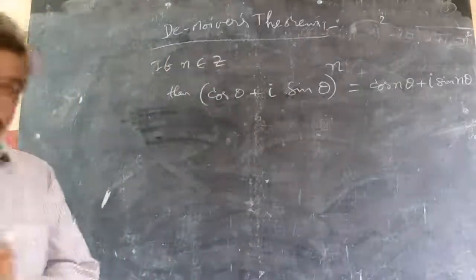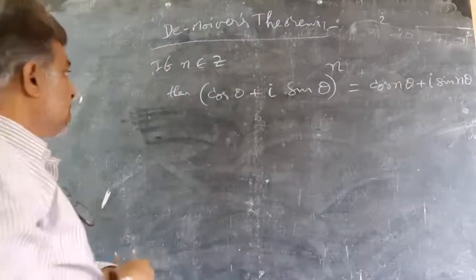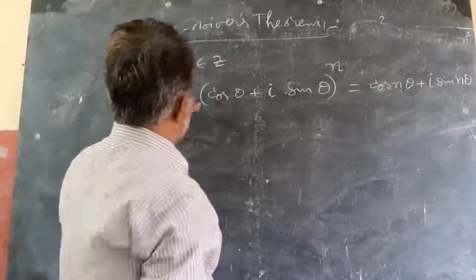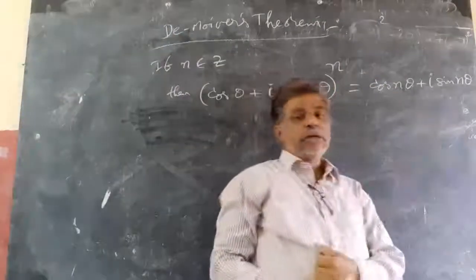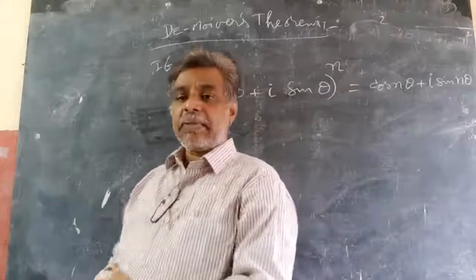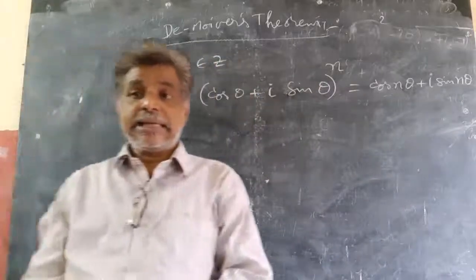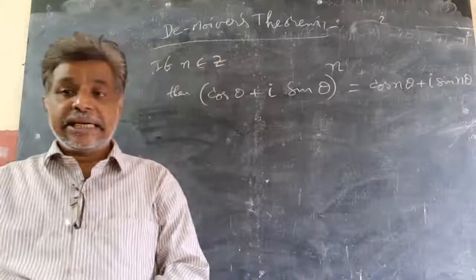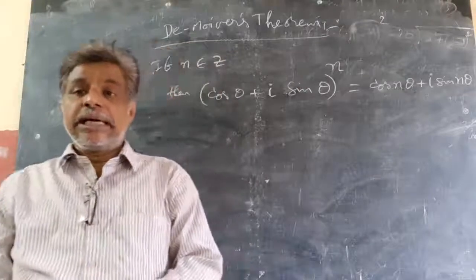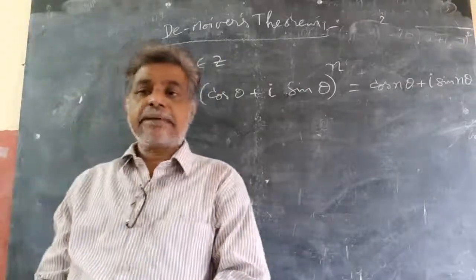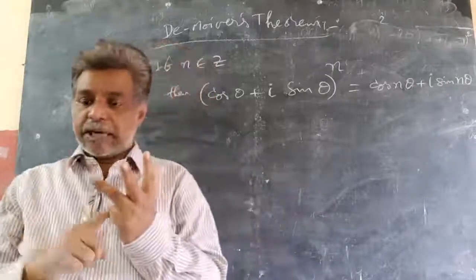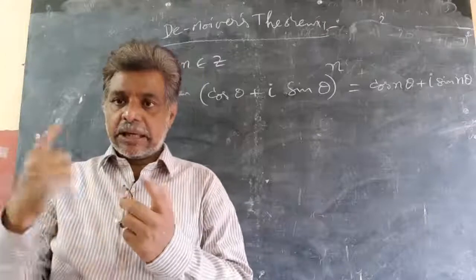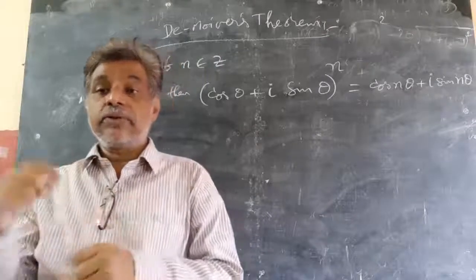De Moivre's theorem states that for every n belongs to Z, (cos theta plus i sin theta) whole power n equals cos n theta plus i sin n theta, for every integer. It can be a positive integer, a negative integer, or 0. So we will do three cases separately: positive integer, negative integer, and 0.